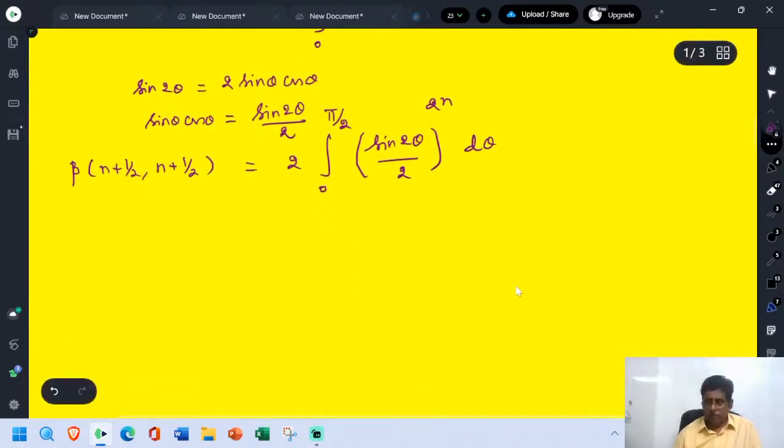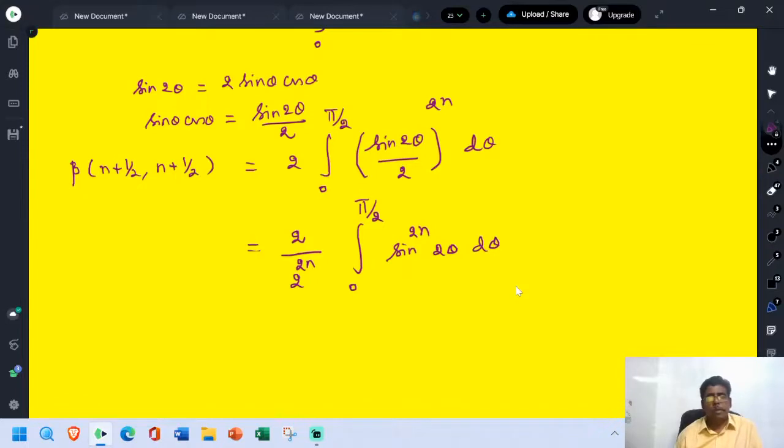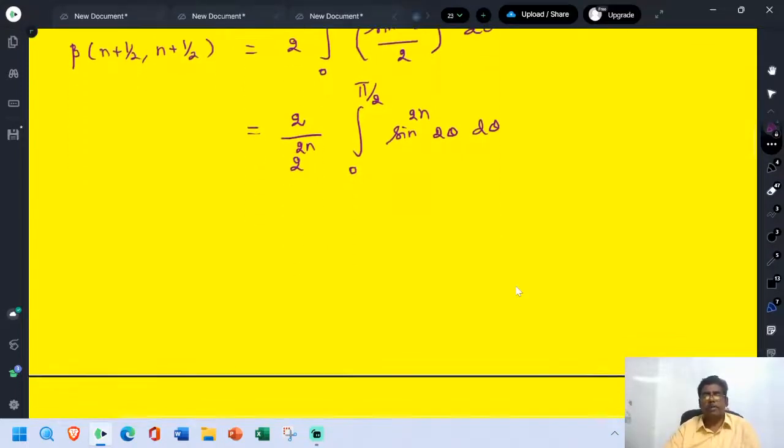This is modified as 2 divided by 2 power 2n, taking this 2 with 2 power n, integral with limits varying from 0 to pi by 2 of sine power 2n into 2 theta d theta. This is the value of beta of n plus half comma n plus half.